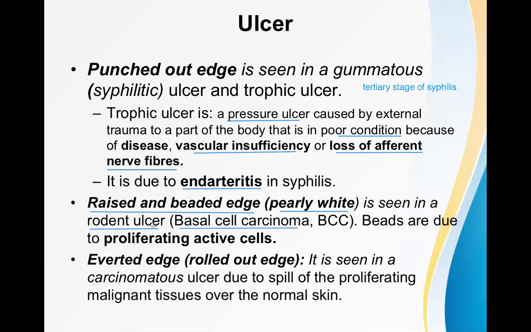Now, this rodent ulcer looks not good from outside. There is extensive damage or loss of the tissue from there. And the margin is also very irregular. This is a local invasion by this malignancy, known as basal cell carcinoma, one of the most common skin cancers all over the world, basal cell carcinoma.